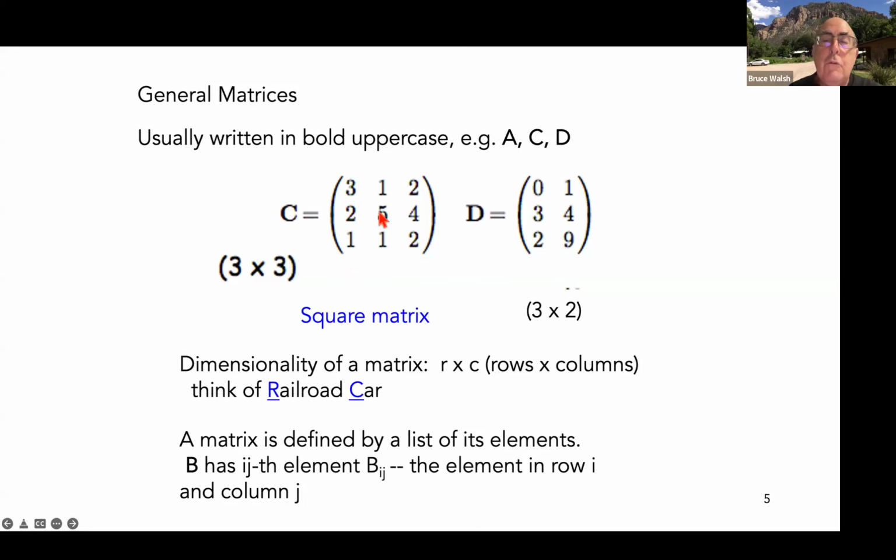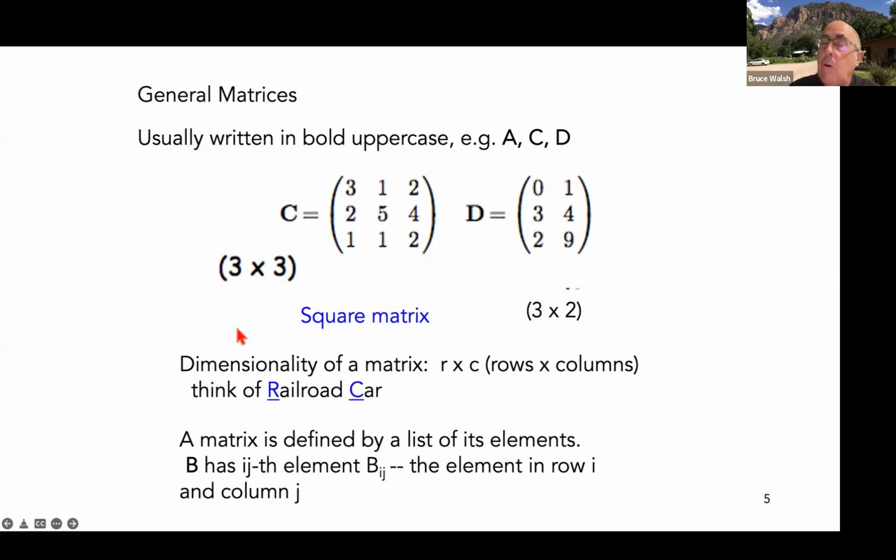So 1,1, 2,2, 3,3, those are called diagonal elements. And those are defined even if a matrix isn't square. So we very often talk about diagonal elements versus off-diagonal elements. Diagonal means row and column index are the same. Off-diagonal is sort of everything else.